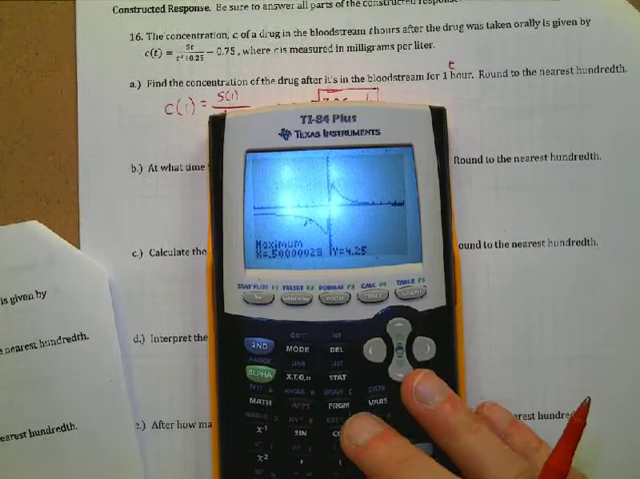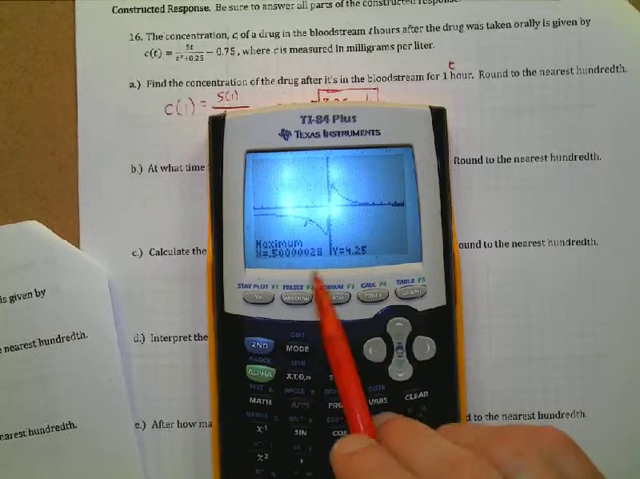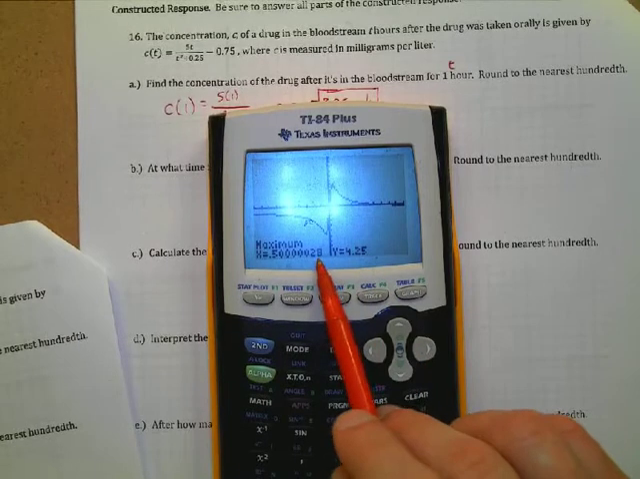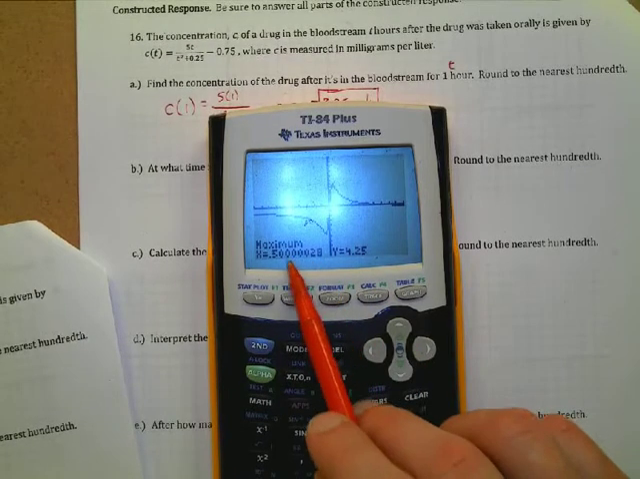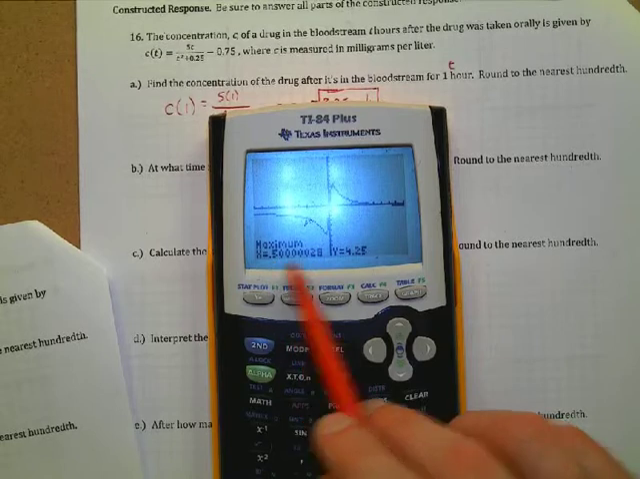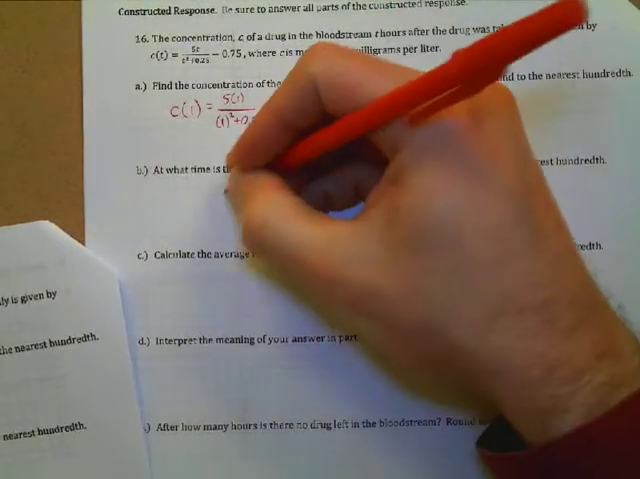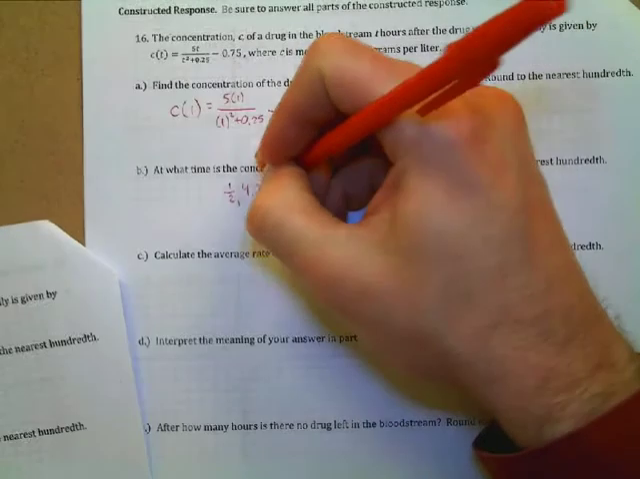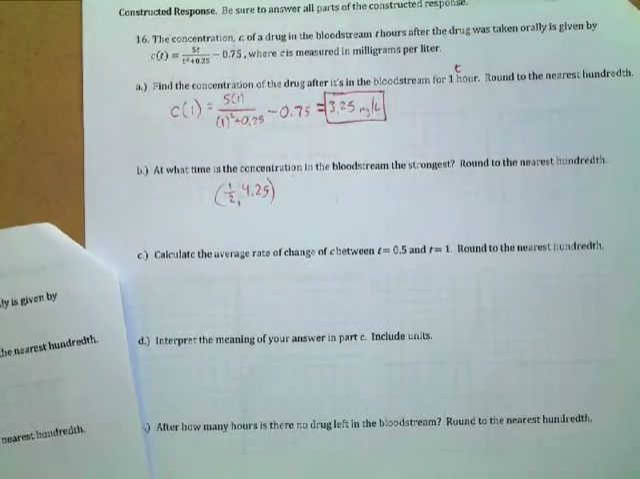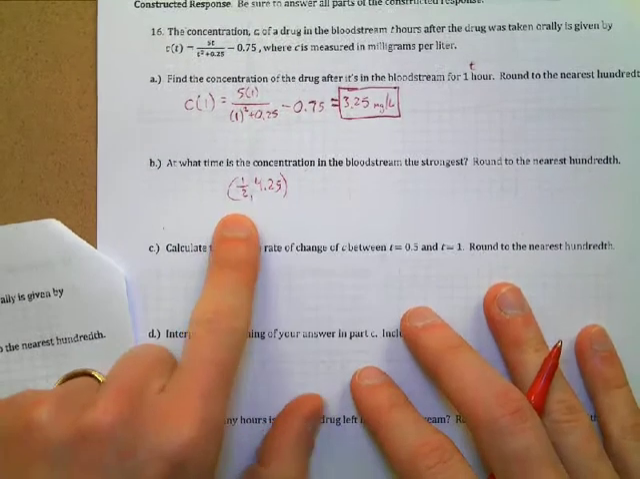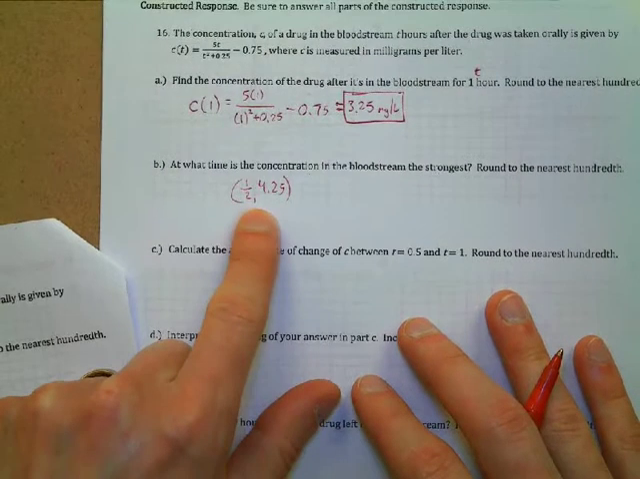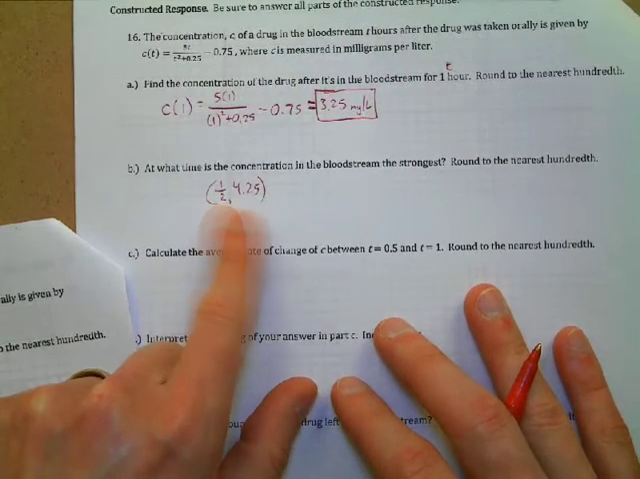Now, this is a bit of a rounding error on the calculator's part. Your calculator's not a perfect machine, right? It's programmed and stuff like that. And so we're going to say this is really 0.5, comma 4.25. So it's going to be happening at 1/2, comma 4.25. And so what time then is the concentration in the bloodstream the strongest? What time?